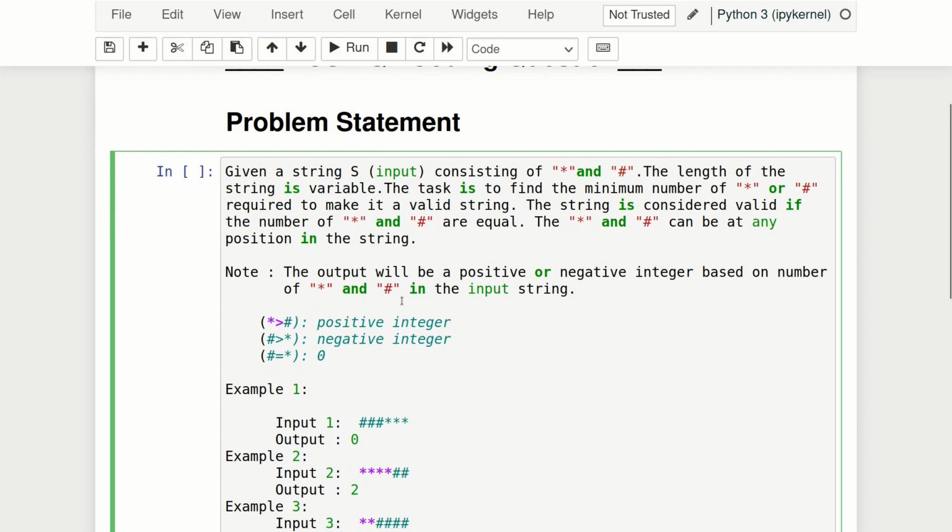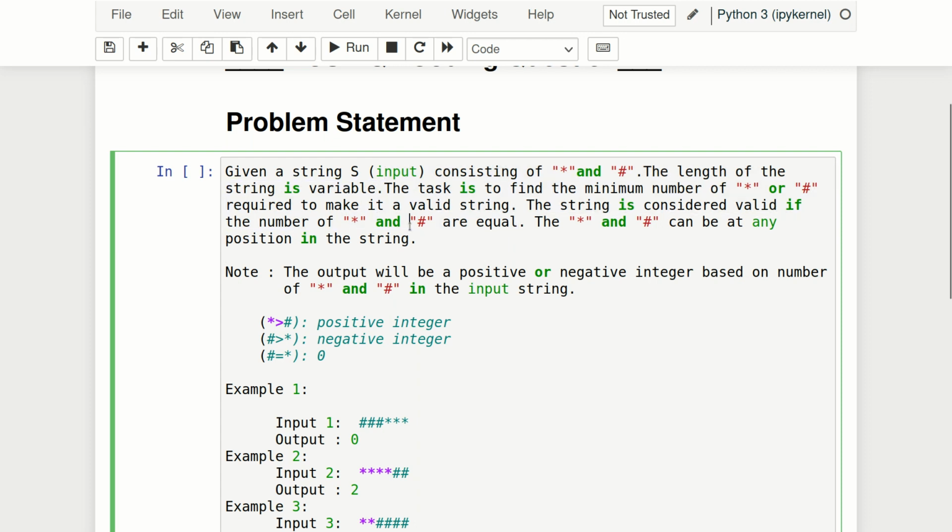The question is: given a string S input consisting of star and hash. The length of the string is variable. The task is to find the minimum number of star or hash required to make it a valid string. And the string is considered valid if the number of star and hash are equal.